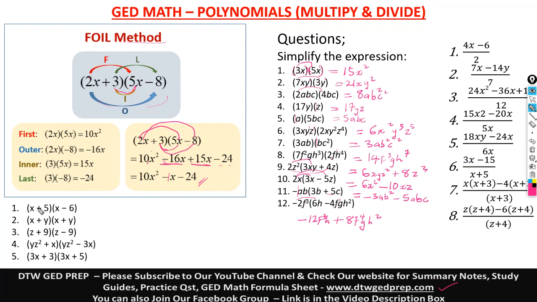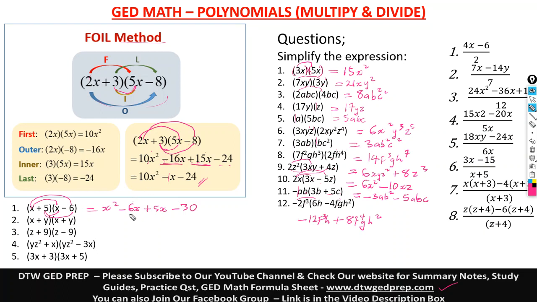So now let us expand this. Let's multiply this. We do x times x, it gives us x squared. We do x times negative 6, it gives us negative 6x. We do positive 5 times x, it gives us a positive 5x. And we do positive 5 times negative 6, it gives us a negative 30. Remember, a positive times a negative gives us negative. A negative times a negative gives us what? Positive. Okay?